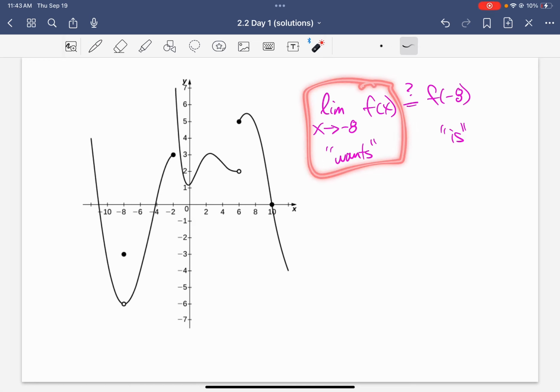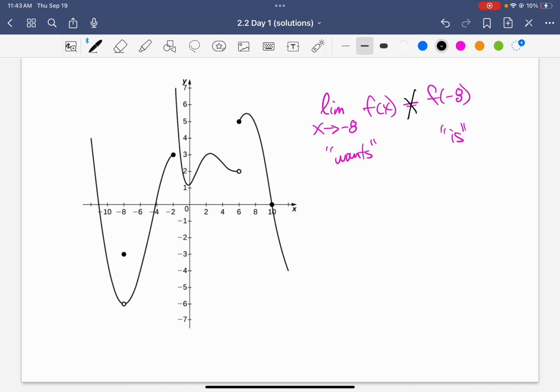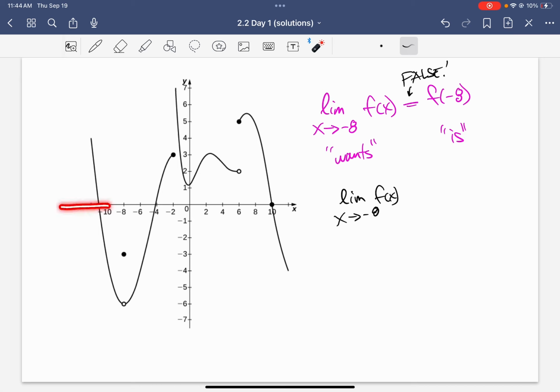So what the function wants to be is what we see as we go towards -8. So in this case, this would be false because they are not equal. No, they are not equal because the limit as x goes to -8 of f of x, from both sides, it looks like the function wants to have an output of -6, but then f at -8, the output you get when you plug in -8, is -3, and those things are not equal.